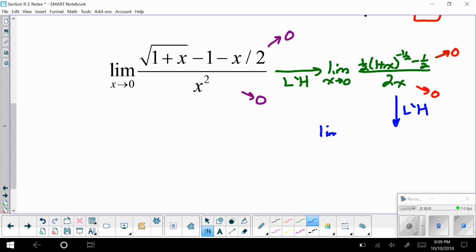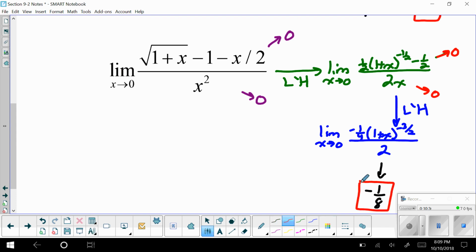I still haven't evaluated the limit yet, so I still have the limit notation. For the derivative of the top, I now have negative 1/4 plus x raised to the negative 3/2, minus derivative of 1/2 is 0. On the bottom, I have 2. And if I try to do substitution again, I get 1 times negative 1/4. That's negative 1/4 divided by 2 is negative 1/8. And there is our answer.